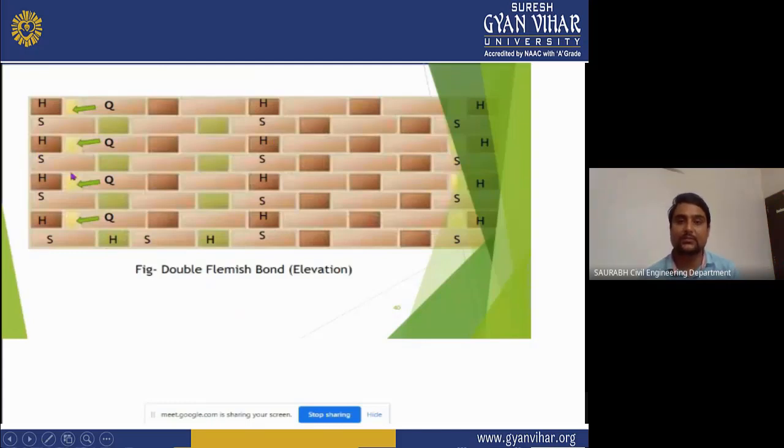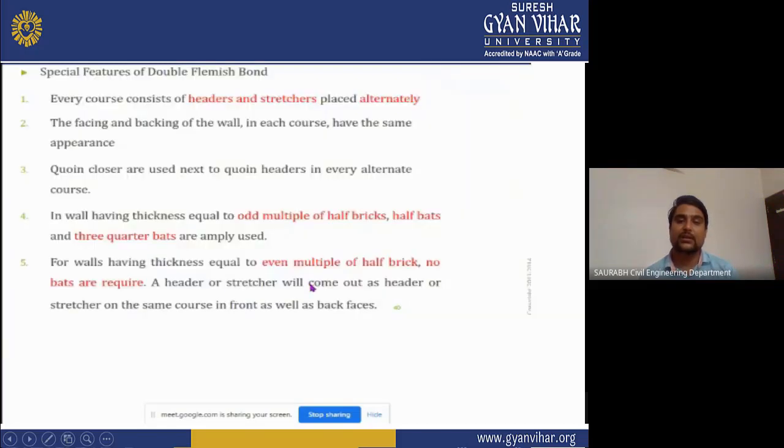Now this is the double Flemish bond. As you can see, this is your header, that is your header closer, and that will be your stretcher, header, and that is the elevation of double Flemish bond. There are also some special features of double Flemish bond, mentioned here. Every course consists of headers and stretchers placed alternately. The facing and backing of the wall in each course have the same appearance. Queen closers are used next to the quoin header in every alternate course.